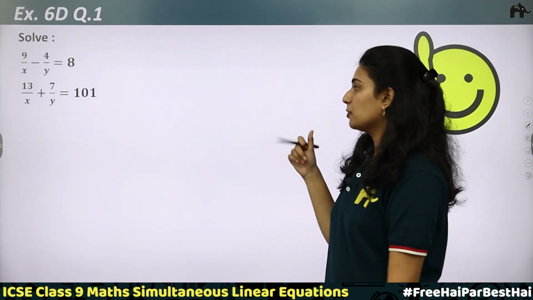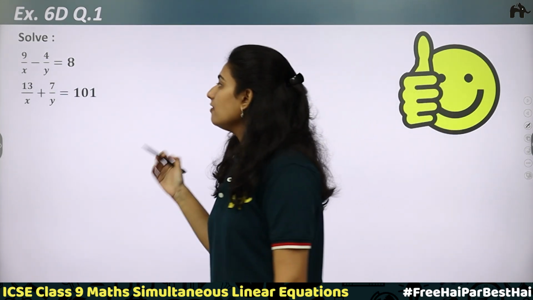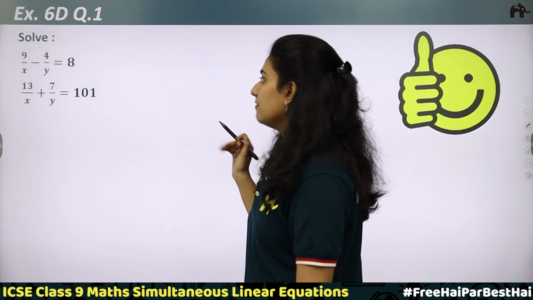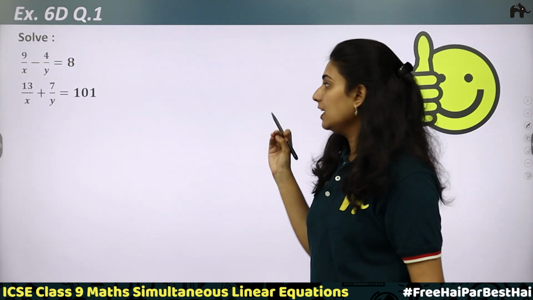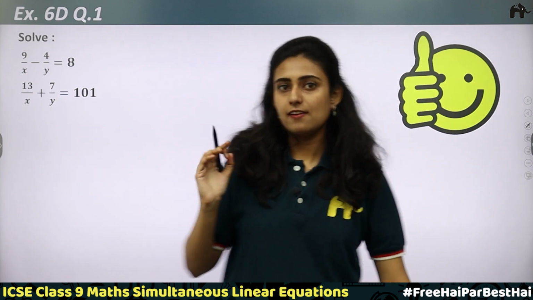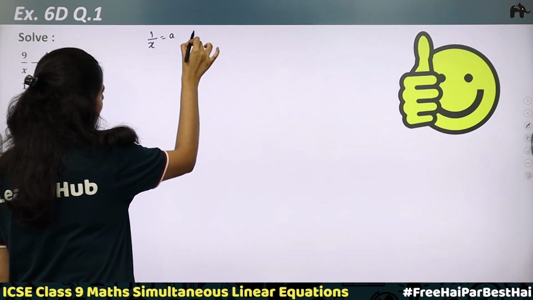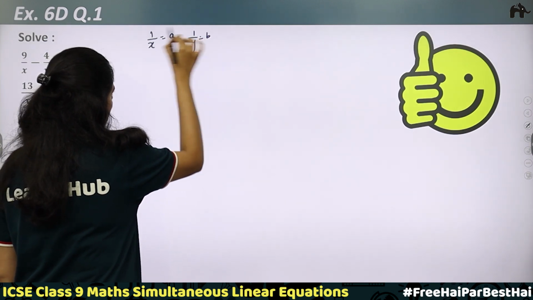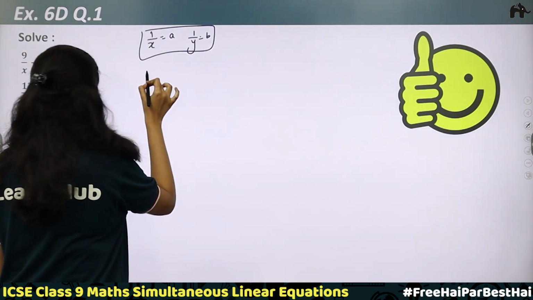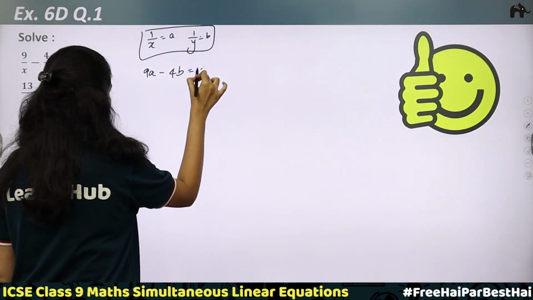Now let us solve more problems from exercise 6D. Question 1 of exercise 6D. Solve 9 by x minus 4 by y is equal to 8, and 13 by x plus 7 by y is equal to 101. Here we are going to put 1 by x is equal to a and 1 by y is equal to b. Then what do we get? 9a minus 4b is equal to 8.